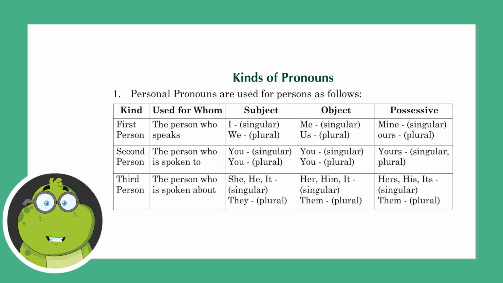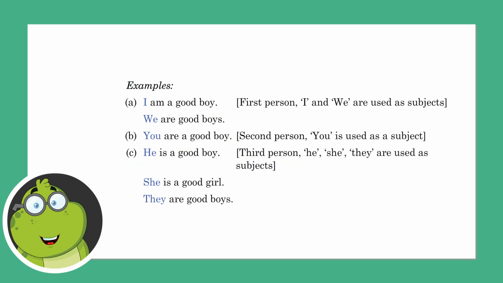Third person, the person who is spoken about: she, he, it, singular; they, plural; her, him, it, singular; them, plural; hers, his, its, singular; theirs, plural. Examples: I am a good boy. We are good boys. First person, I and we are used as subjects. You are a good boy. Second person, you is used as a subject.